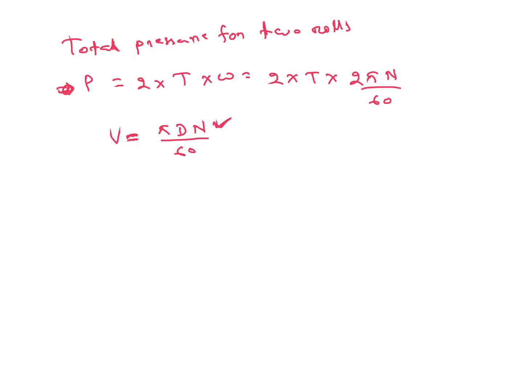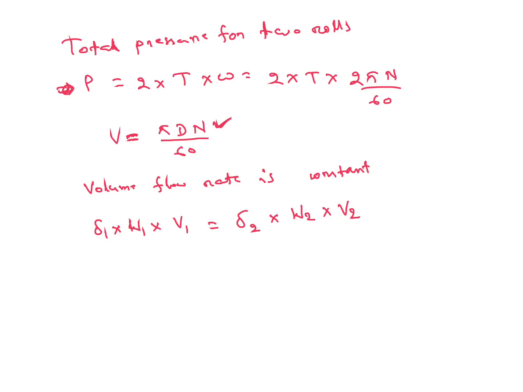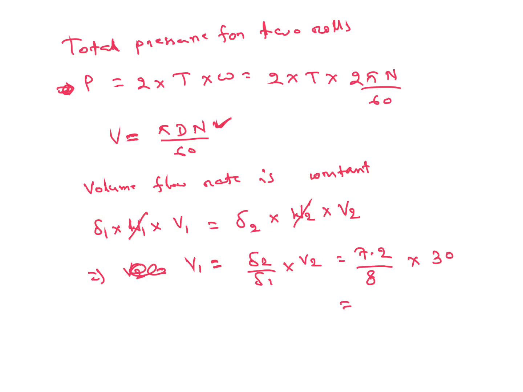From the continuity equation, mass flow rate is the same. At entry and exit, volume flow rate is constant. So delta 1 into W1, this is area, into velocity V1; at exit, delta 2 is the thickness, width is W2, into V2. V2 is given, W is constant, so it cancels. The entry velocity we have to calculate: V1 is delta 2 by delta 1 into V2. Delta 2 is 7.2, delta 1 is 8, V2 given 30. So finally we will get 72 by 10 into 30, which is 27 meter per second. This is the value of V1.